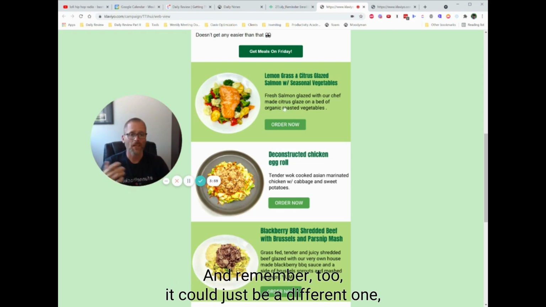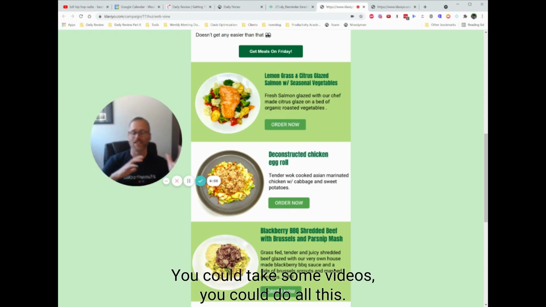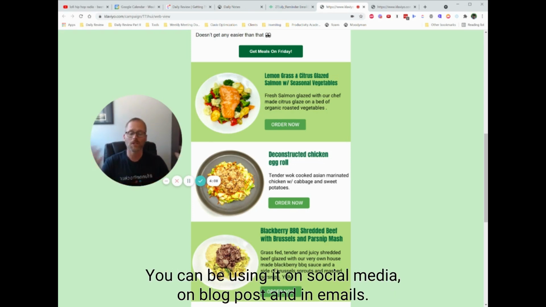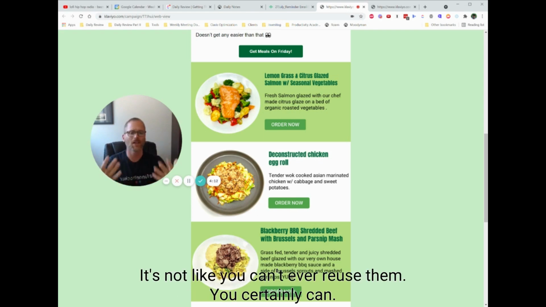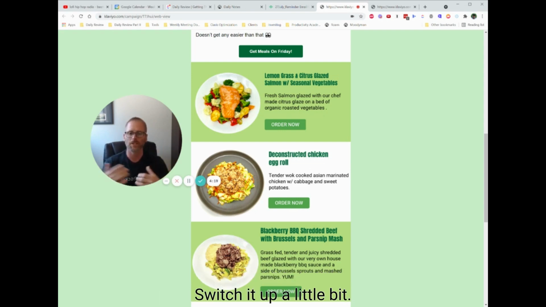And remember too, you could take 10 different images of the same product, different angles. You could take some videos. You could do all this. You can be using it on social media, on blog posts, and in emails. And it's not like you can't ever reuse them. You certainly can, but maybe you don't want to show the same image for years at a time. Switch it up a little bit.